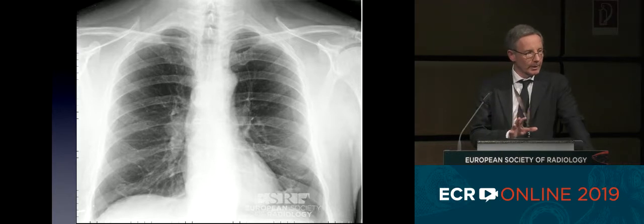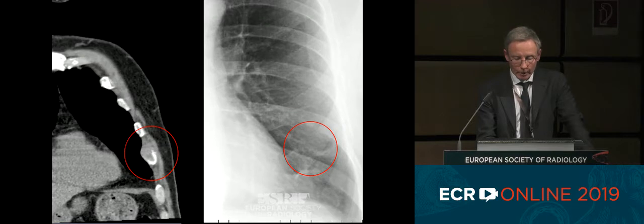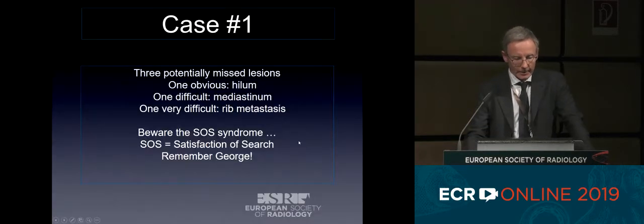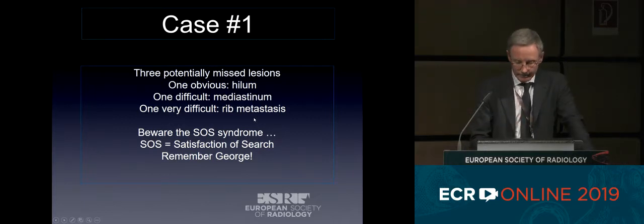Look at the whole image, look at the periphery, look at the bones, and if you carefully analyze the bones, you will not miss this lytic bone lesion. It is normal to lose the cortical contour of a lower rib where it thins out, but it is abnormal to lose the density of its cortical upper margin, so there is a lytic bone lesion. So, three potentially missed lesions: one obvious in the hilum, one more difficult in the mediastinum, and one very difficult, the rib metastasis, which you can only pick up if you carefully view the whole film. Remember satisfaction of search. Remember George.